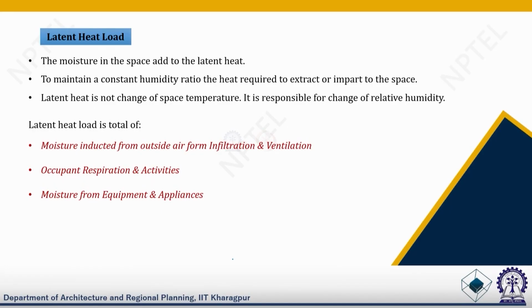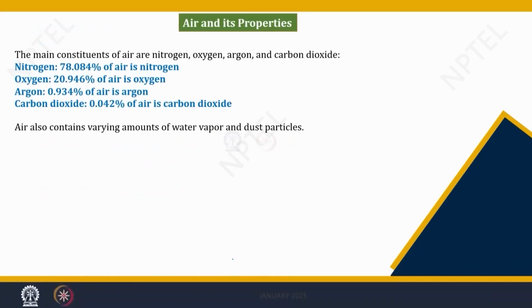Definitely when air comes in, there is some moisture coming with it. There is also occupant respiration and activities, which give some sweating and breathing, and that also has some moisture. And there is some moisture from the equipment and appliances. Suppose you are cooking something, or washing clothes in a machine. Definitely there is moisture coming out of it. So that also increases some of the load, some of the heating load in the particular space.